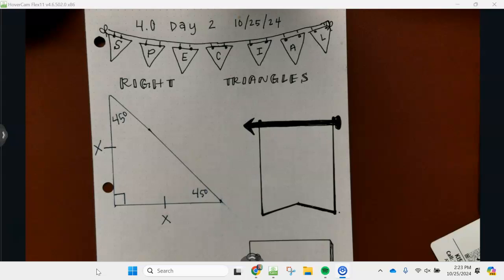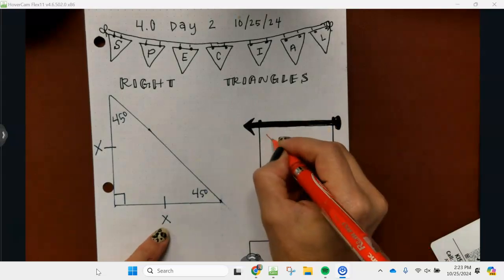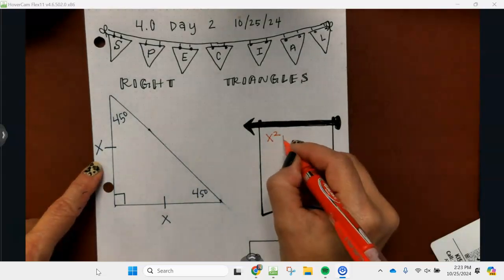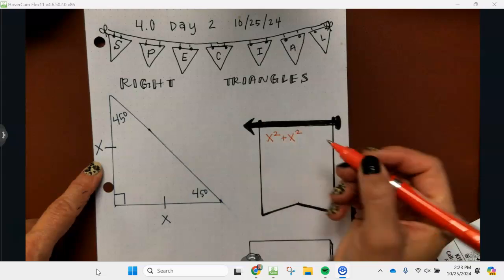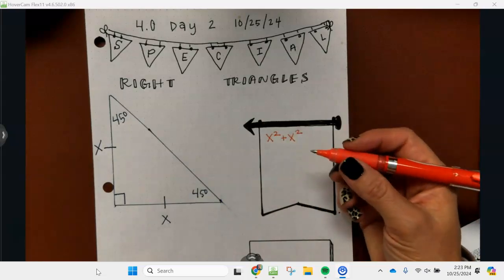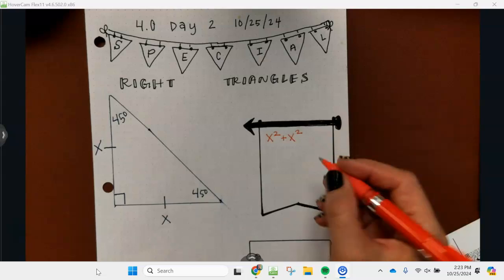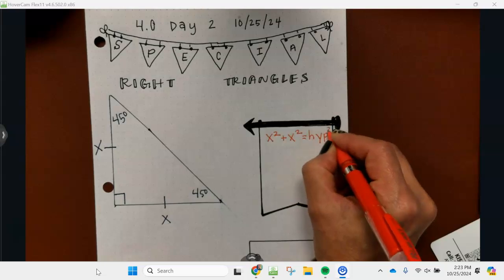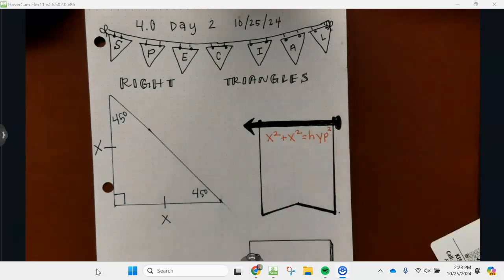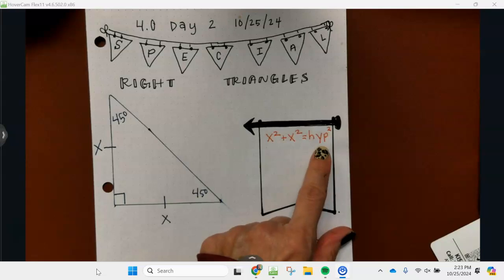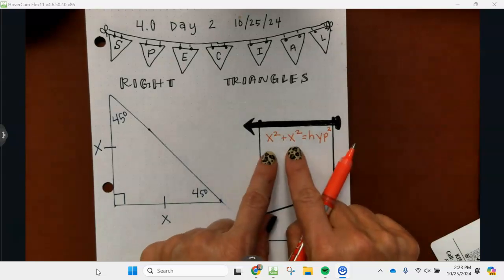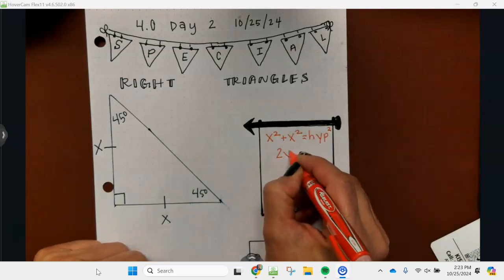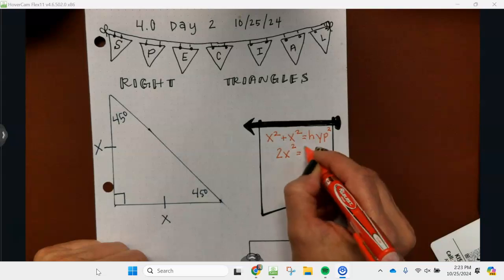So remember, the Pythagorean theorem is a squared plus b squared equals c squared, but don't write those letters. We're going to let x be a squared, so write x squared, plus b squared, it's still x squared because they're congruent. And for c squared, we're going to write hyp for hypotenuse, and we're going to square it. So write hyp squared. We're going to solve the right side of the equal sign. Guys, these are like terms. Let's combine them. So this is going to be 2x squared equals hypotenuse squared.